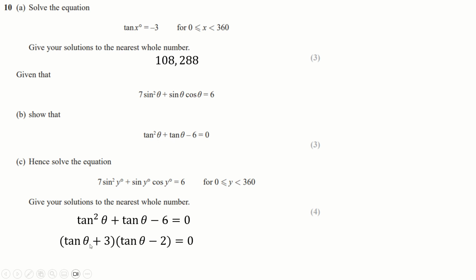Anyway, you factorize this out. You've already solved this equation because you get tan theta is minus 3, or tan y is minus 3 really, but again, it doesn't matter. And of course, you already solved that. You get these two solutions here.